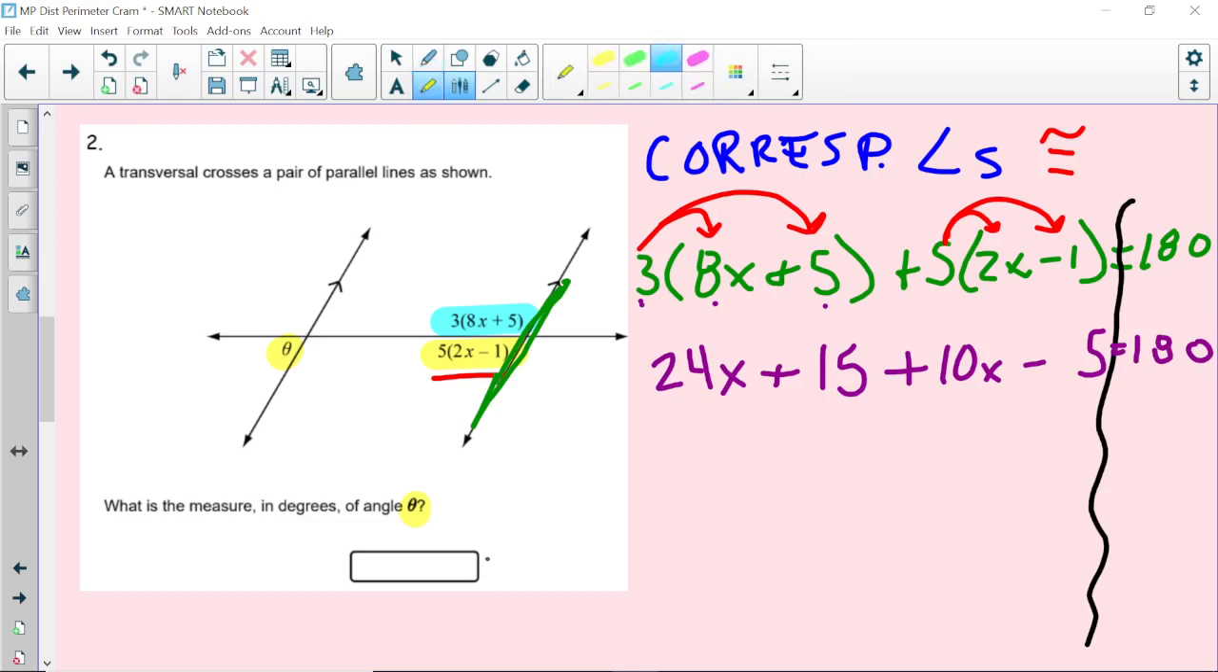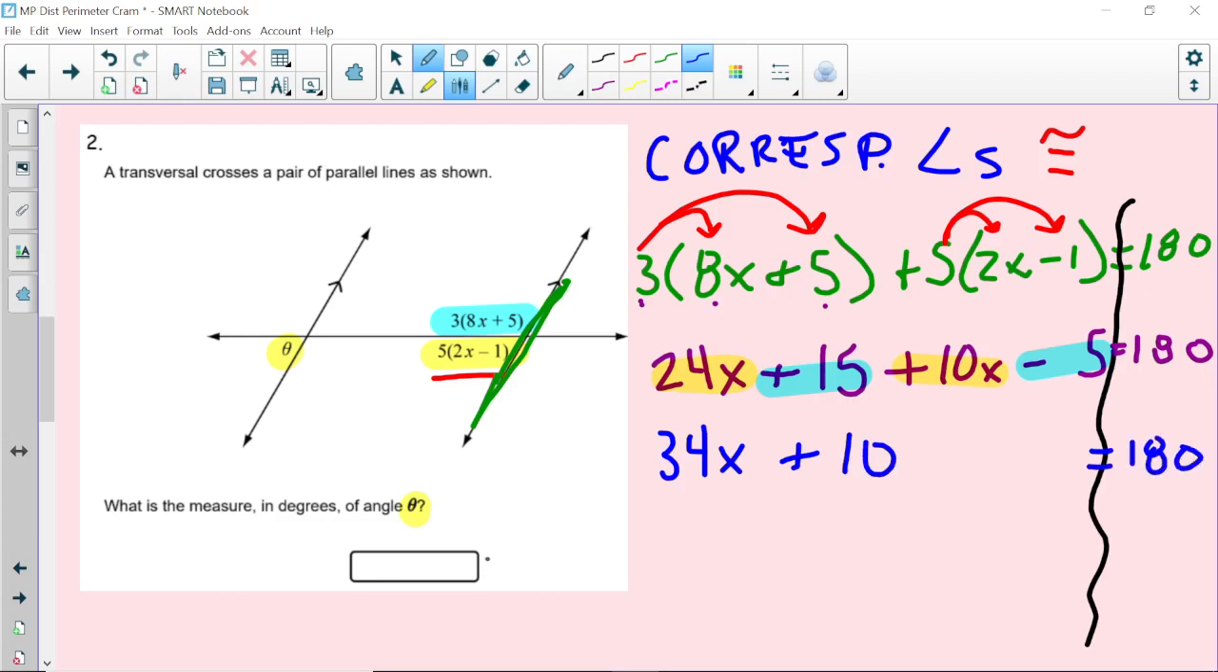All right, so again, I've got some like terms that I'm going to want to combine. I have a 24x plus a 10x. I have a positive 15 minus a 5, or plus a negative 5. So 24x plus 10x is 34x. Plus a positive 15 minus 5, or plus negative 5, that gives me 10. Equals 180.